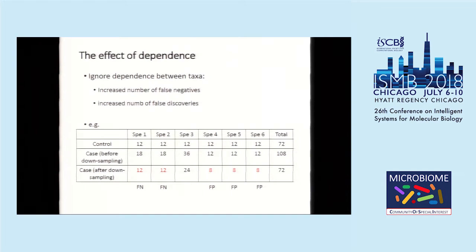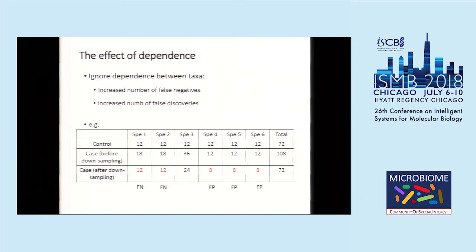Here, I want to illustrate the effect of dependence a bit more. Here is a toy example. We have 6 species. In the control sample, the read count of each taxon is 12, and the total number of read counts is 72. When the person suffers from disease and becomes a case sample, the first 3 species increase, and then the total number of read counts is 108. We want to compare the microbiome composition for the 2 conditions, cases and controls.